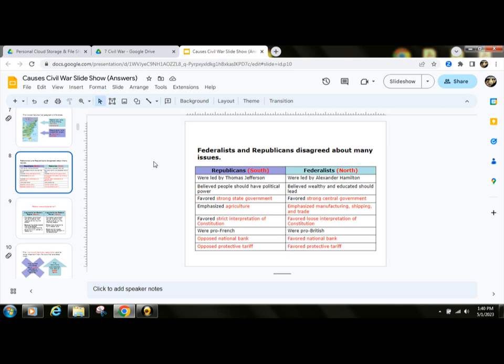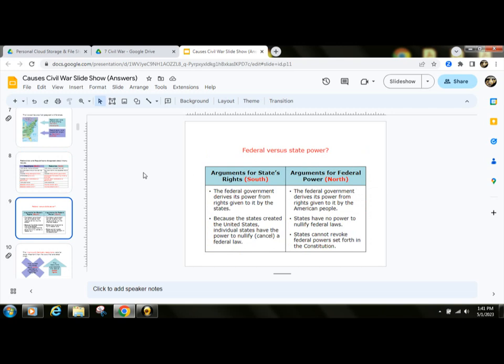Federalists in the North were led by Hamilton. They believed that the wealthy and the educated should lead the country. So when they looked at the preamble that said, "We the people of the United States," they would emphasize the United States more so than the people. They favored strong central government, emphasized manufacturing, shipping, and trade, and they had a loose view of the Constitution. So again, they didn't read it necessarily word for word. There was some more opportunity for interpretation. They were pro-British. They favored a national bank, and they favored protective tariffs.